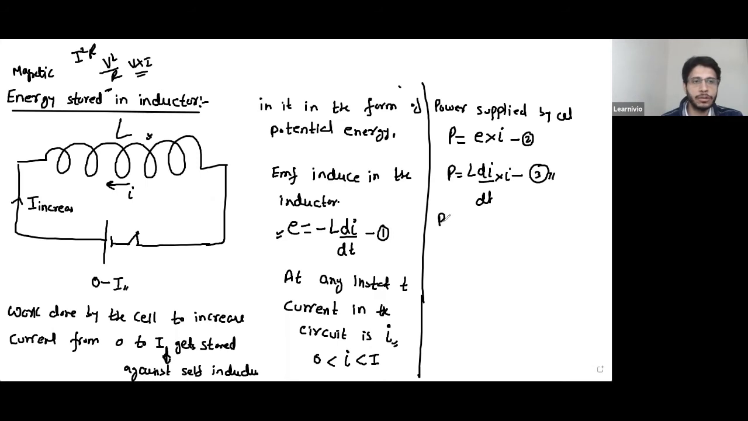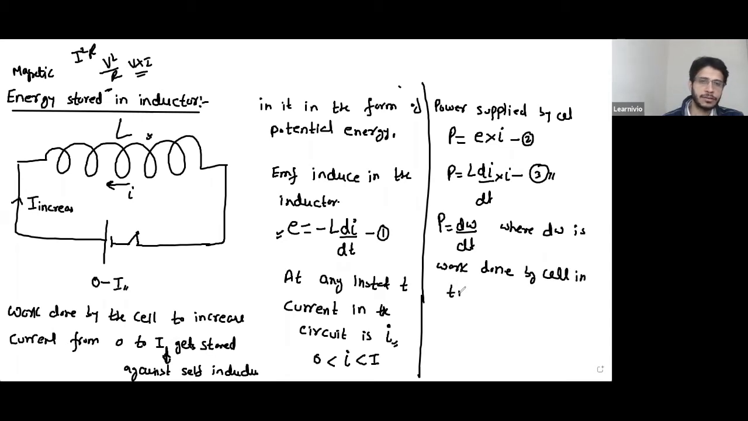Yeah, work done upon time. Good. So power is dW over dt, where dW is the work done by the cell in time dt. So in a small interval of time dt, the work done by the cell is dW. So instead of P, you can substitute; I call this equation number 4. If I substitute 4 in 3, I will get dW over dt is L i di over dt.